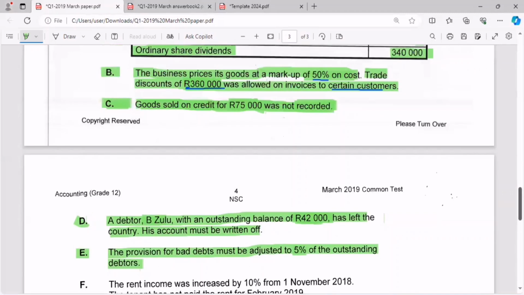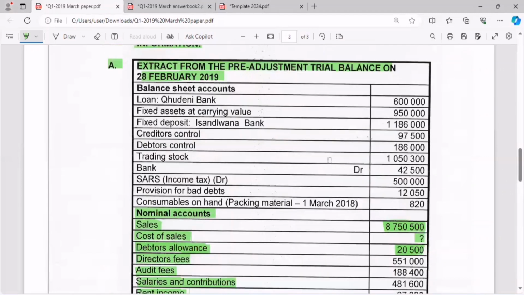So we are going straight to the trial balance and the balance sheet section. So we have this section, balance sheet section. Under this section, we're gonna look for the debtors control balance. So we have the debtors control balance here, which is 186. So this is the balance that our debtors are owing us. So this balance has not been adjusted. So to get the outstanding debtors balance, we're gonna adjust this debtors control balance. So how do we do it?